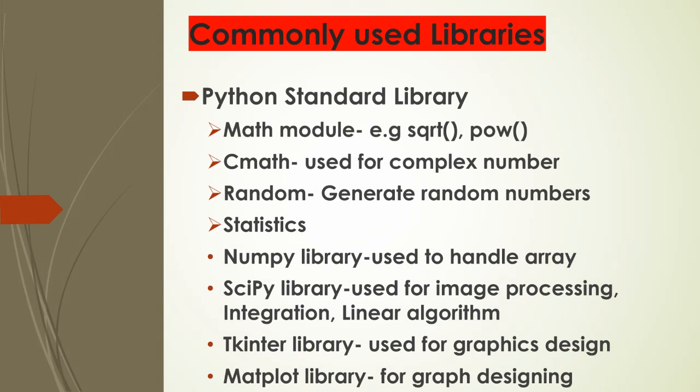Next is CMath. CMath is used for complex numbers. Complex numbers, you also know, are in the form of iota. Next is random. Random is basically used to generate random numbers. Next is statistics. So if you want to use these four, then you have to import the standard library. Now next is the NumPy library.